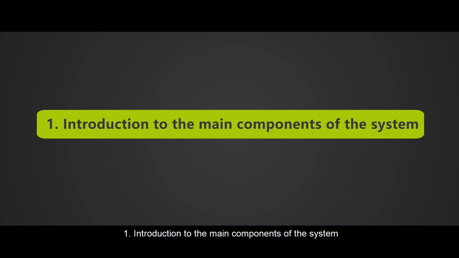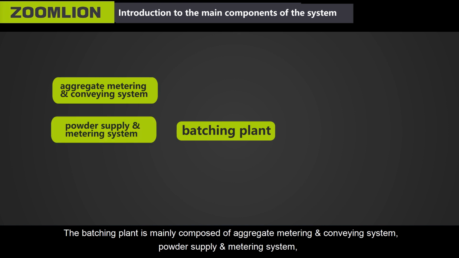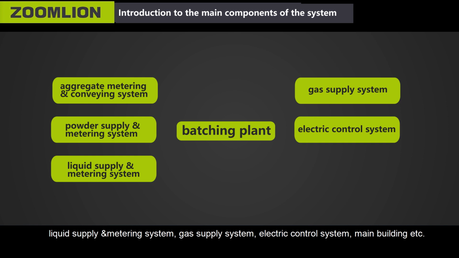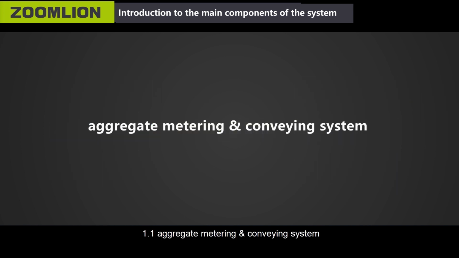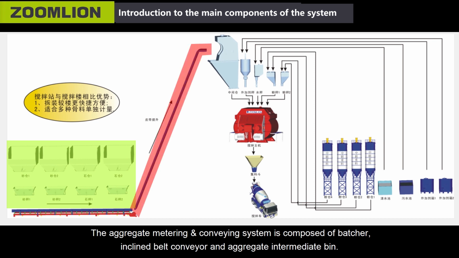First, introduction to the main components of the system. The batching plant is mainly composed of aggregate metering and conveying system, powder supply and metering system, liquid supply and metering system, gas supply system, electric control system, main building, etc. 1.1 Aggregate metering and conveying system. The aggregate metering and conveying system is composed of batcher, inclined belt conveyor, and aggregate intermediate bin.